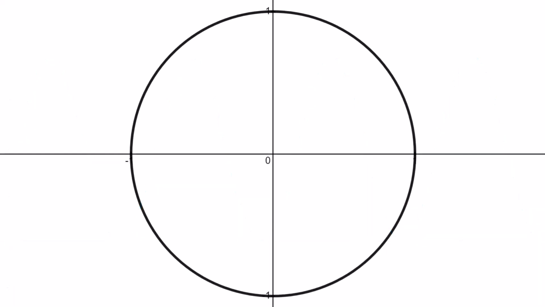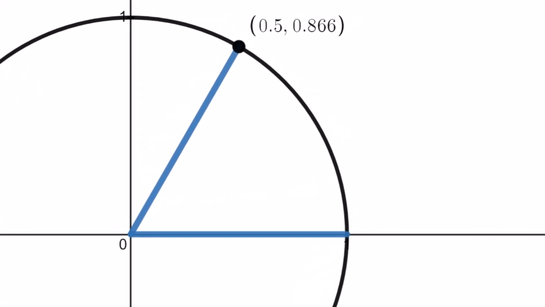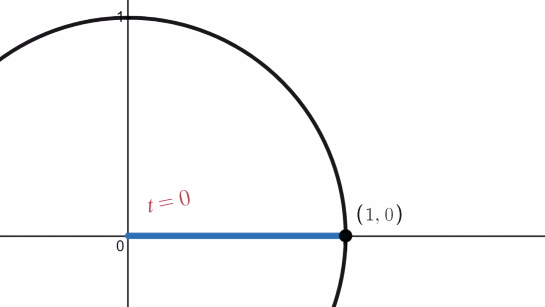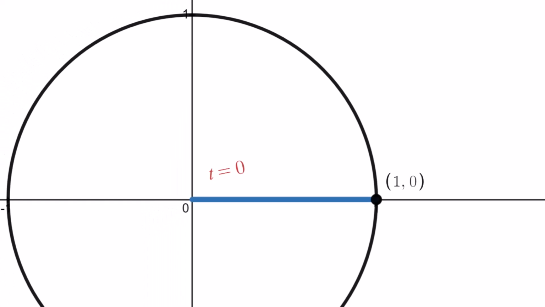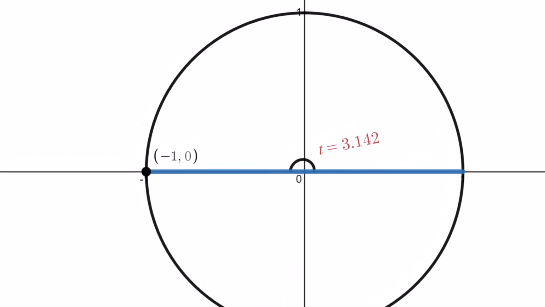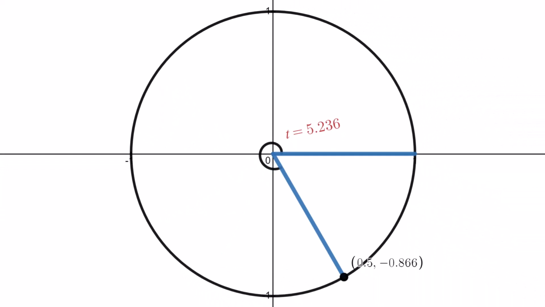Consider a circle of radius 1. Drawing a line from the origin to a point on the circle creates an angle with the x-axis. We will measure this angle using units called radians. For example, at the point 1, 0, the angle is 0 radians. While halfway around the circle, at the point negative 1, 0, the angle is pi radians, which is approximately 3.14. Completing the full circle to return to 1, 0 results in an angle of 2 pi, which is essentially starting over again at 0 radians, and this demonstrates the periodic behavior.